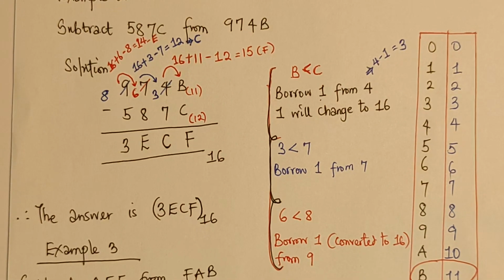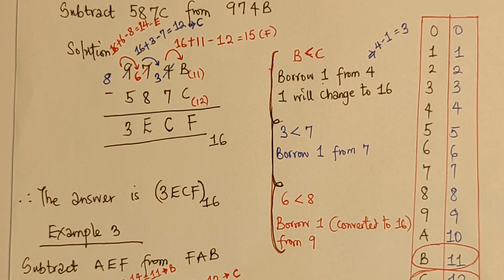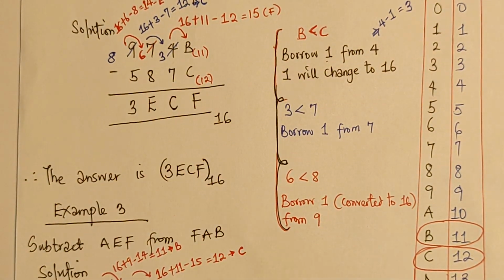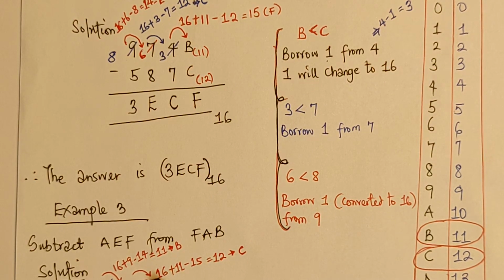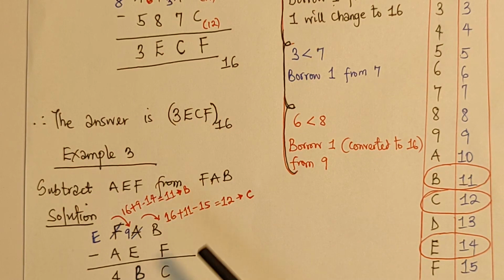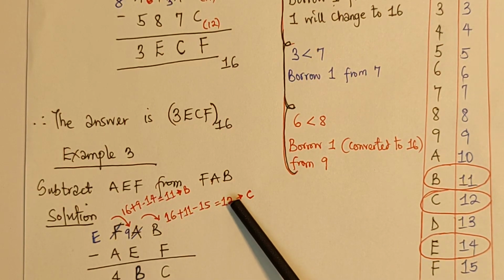I've decided to add one more example. In this example, we are to subtract AEF from FAB. Now, simple. B minus F, it's not possible. We have to borrow 1. So we will have it as 16 plus 11. Remember, the 11 is coming from B. Now, we will have 27 minus 15, which will be 12.